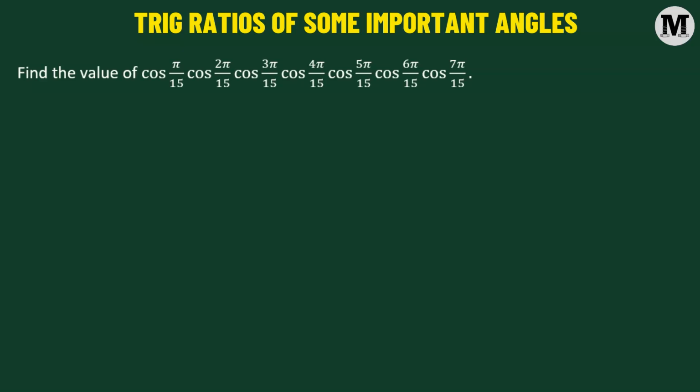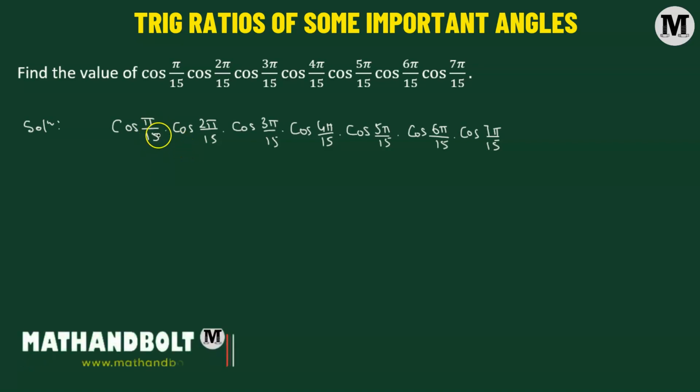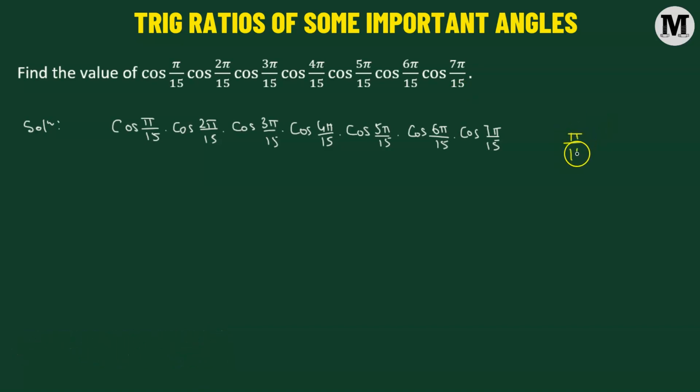We need to determine the value of the given trig expression. So let us begin. So here we have the trigonometric expression. What we'll do is convert the angle measure from radian to its degree equivalent. All we have to do is start with the radian measure pi over 15.